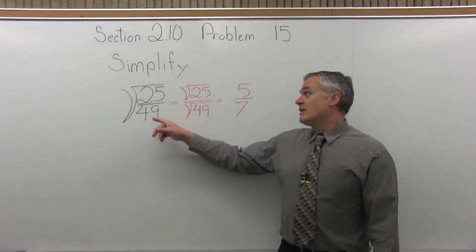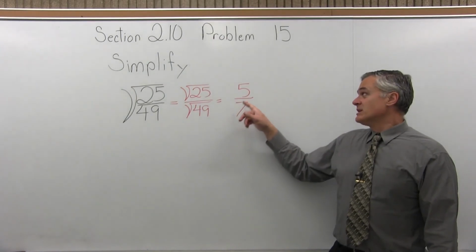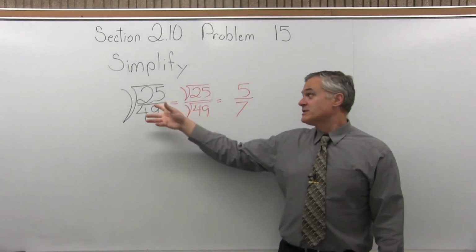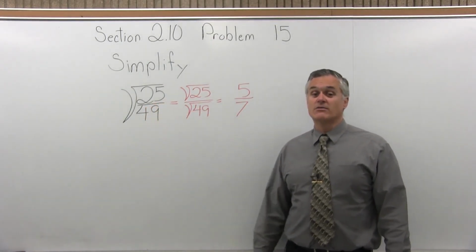So the square root of 25 over 49 is 5 over 7, because 5 over 7 times 5 over 7 would give you back 25 over 49.